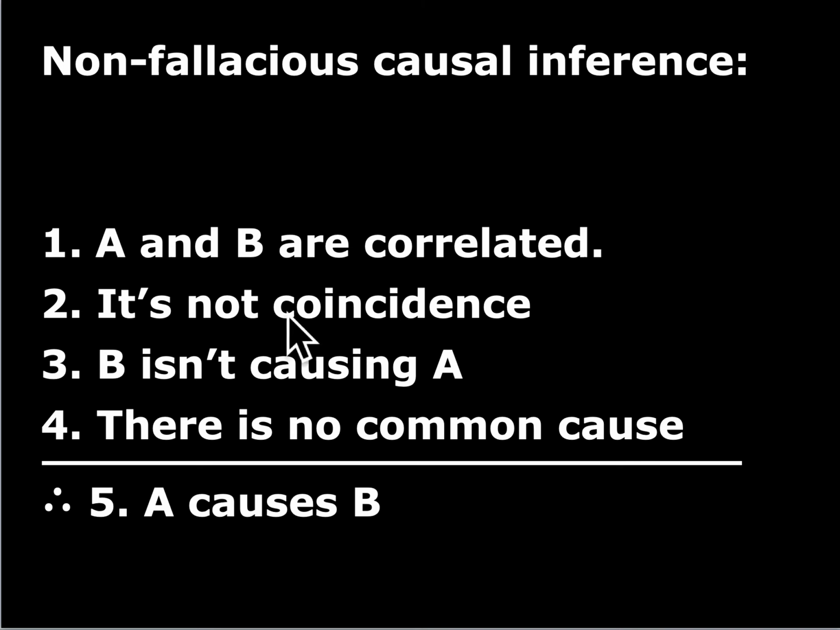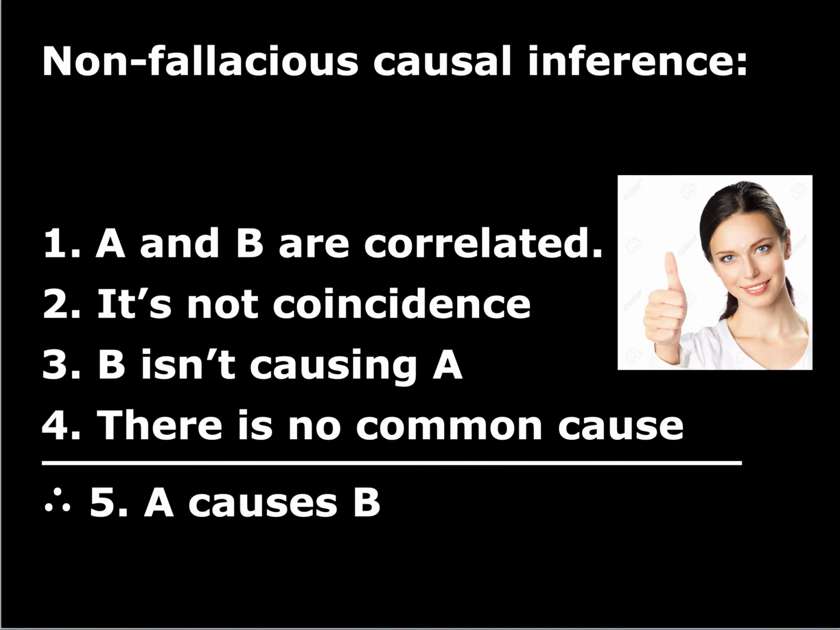And to the extent you rule these out or make them seem implausible, then you can not validly infer, but strongly infer, because these are inductive arguments. You can have a strong argument to the effect that it's A causing B. Okay? So that's good. That's the best.